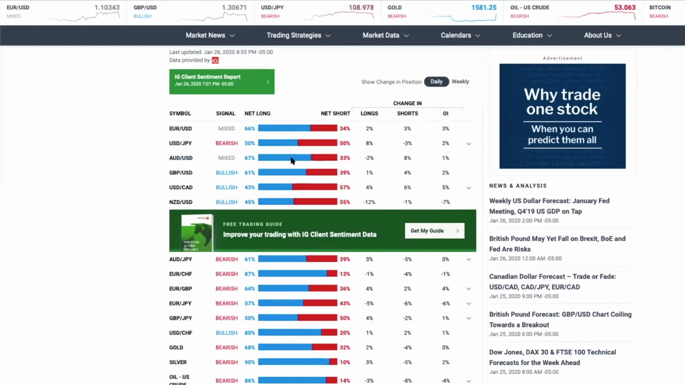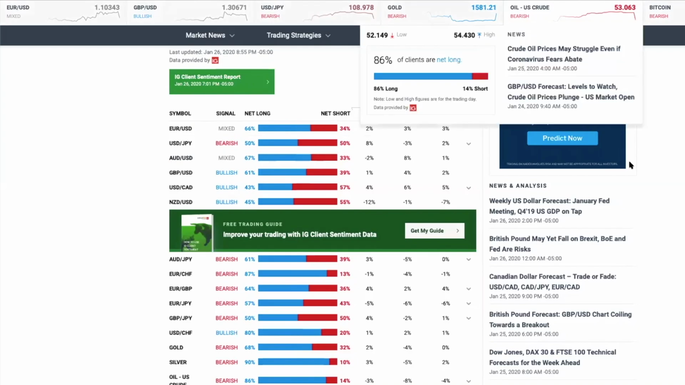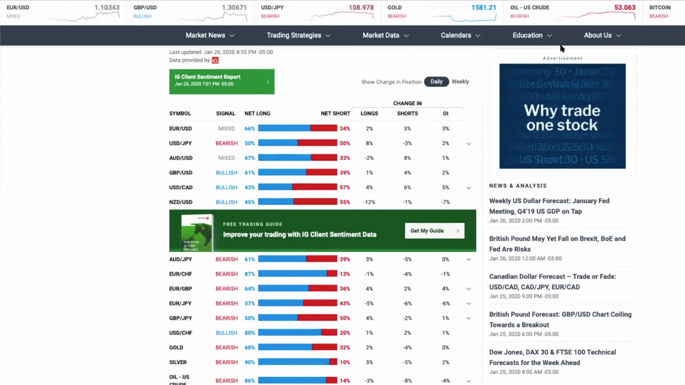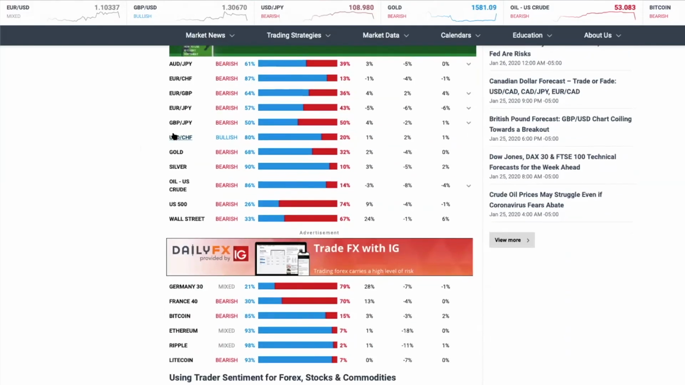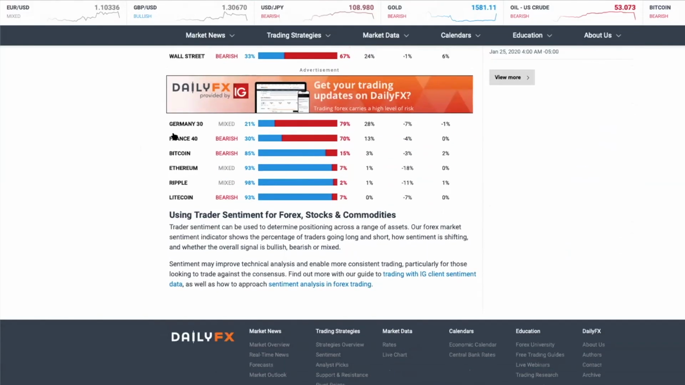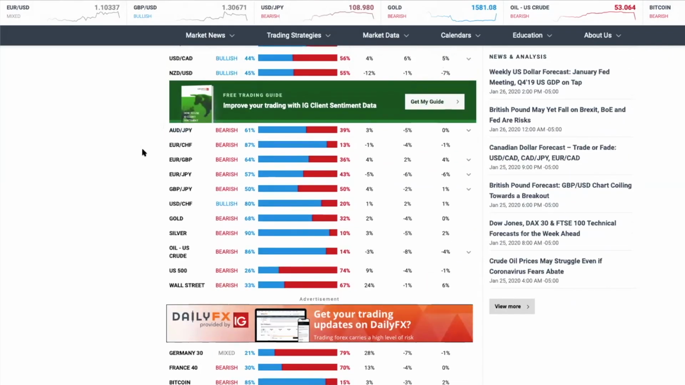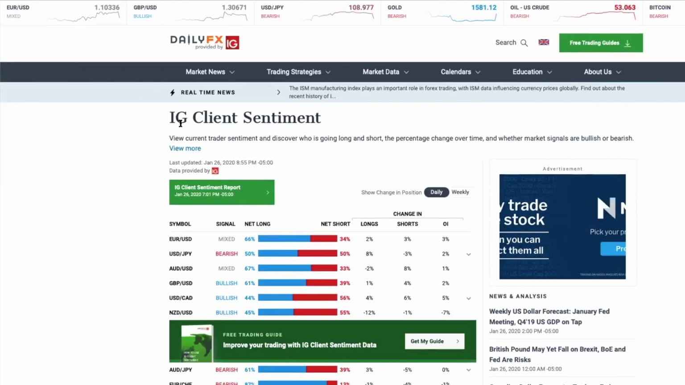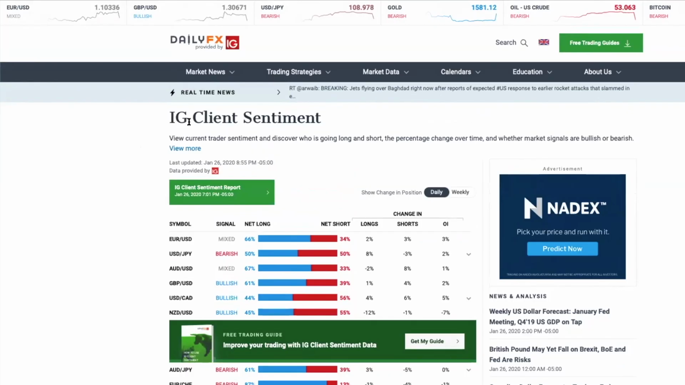Sorry, guys. I don't mean to take you back. How do we use the sentiment to our advantage? Just a short recap. It's just a quick way to know what the majority of traders are thinking or positions that they have open. So this just shows essentially the open positions right now of retail traders through the broker IG, right?